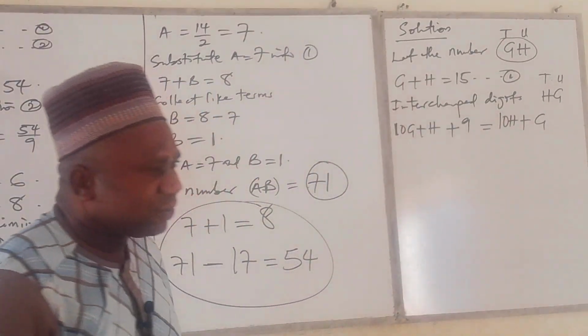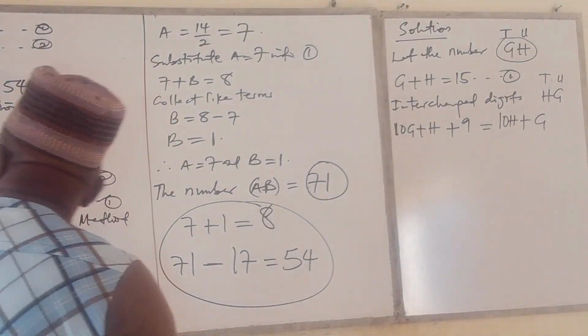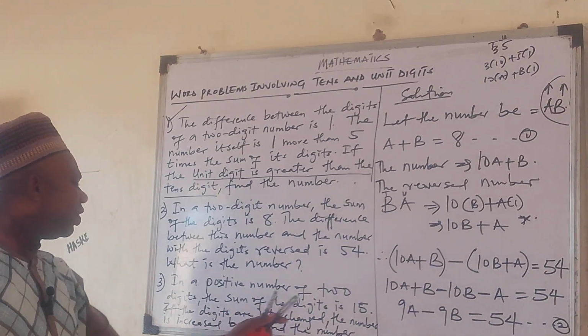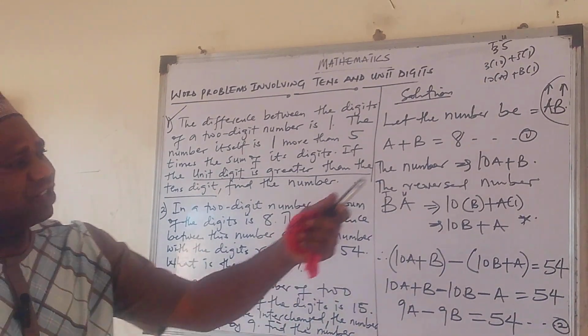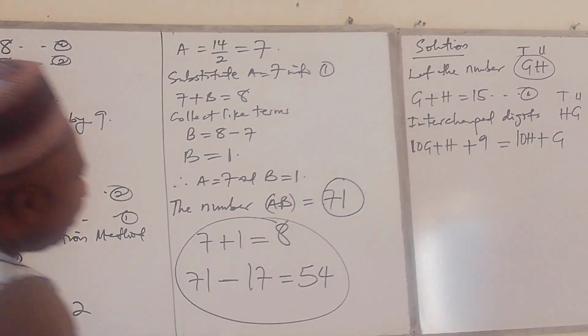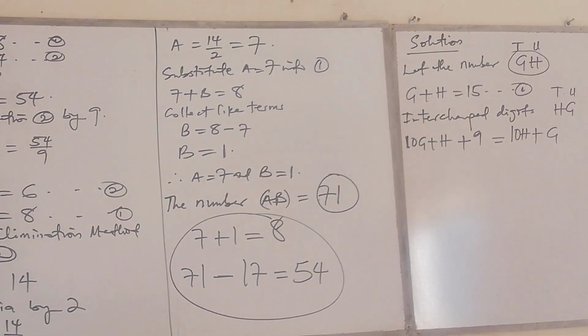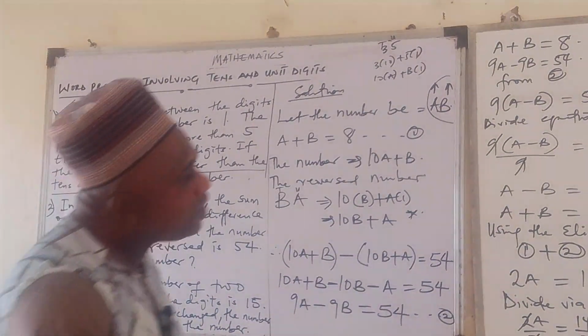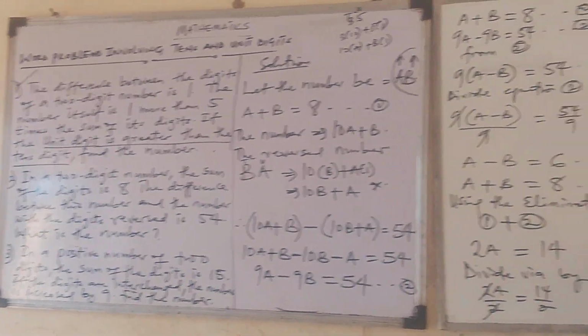Now, I take it again. They said, if the sum, in a positive number of 2 digits, the sum of the digits is 15. Now, we are saying let the number be GH, where G is the tens digit and H is the unit digit. Their sum is 15, so we have G plus H is 15. And remember, the number itself is 10G plus H.